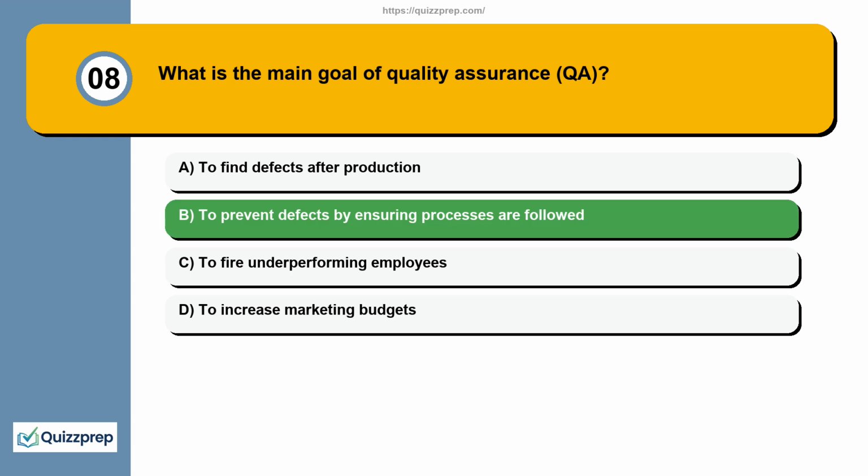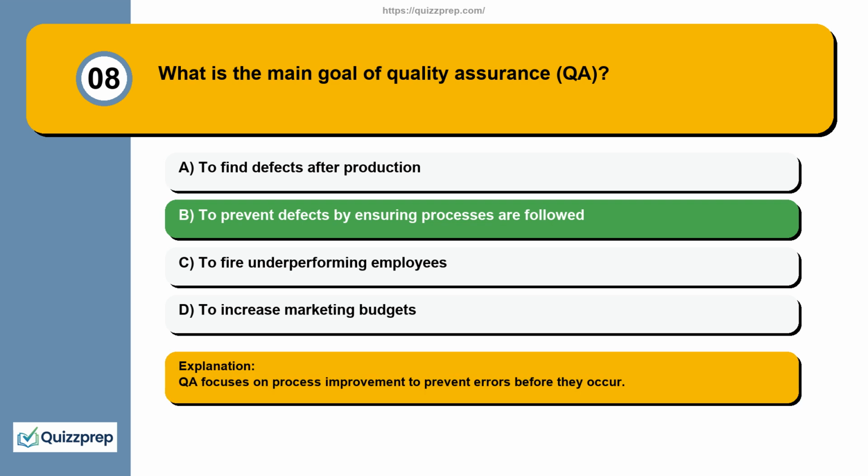The correct answer is option B. To prevent defects by ensuring processes are followed. Explanation. QA focuses on process improvement to prevent errors before they occur.